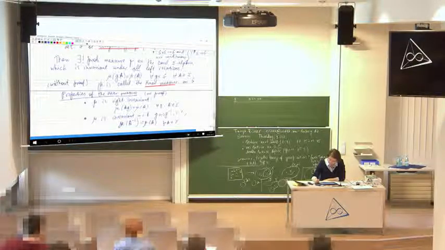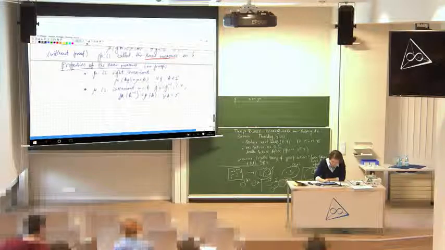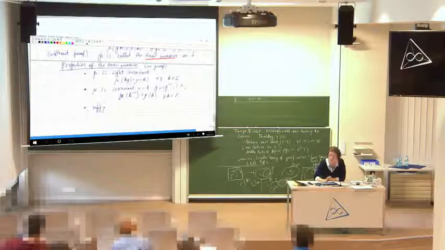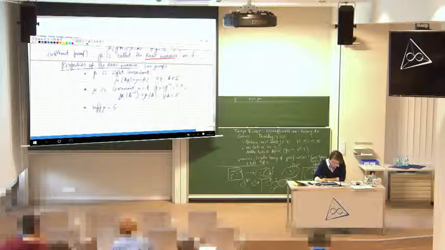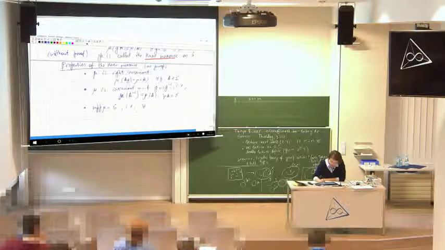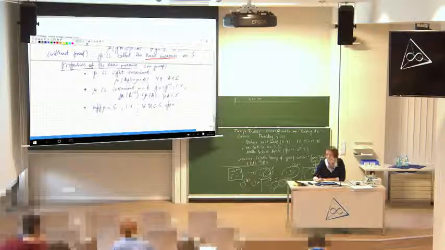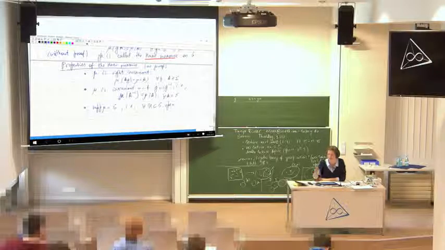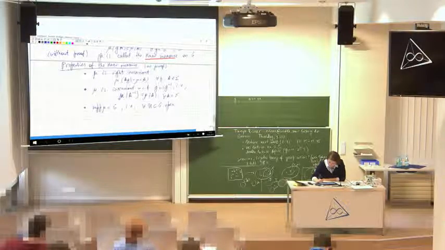And one more property. The support of mu is the whole G. What does it mean? Every open set has positive measure. There is no open set with measure zero. For every U in G open, well, one can use uniqueness, mu of U is not zero.